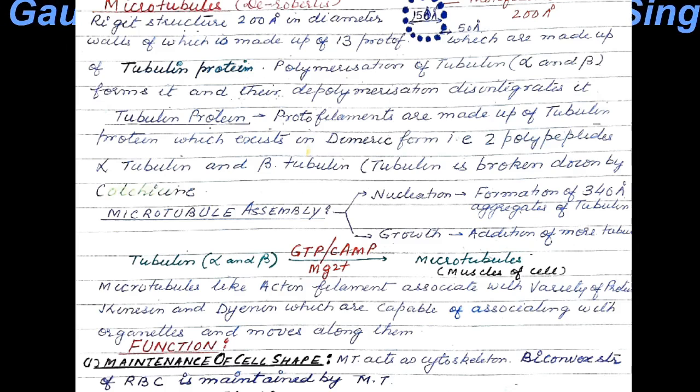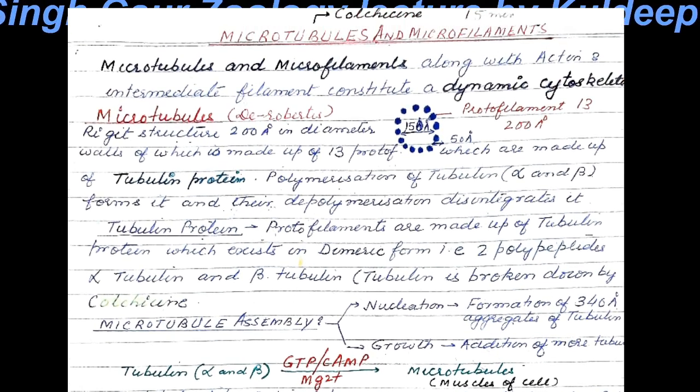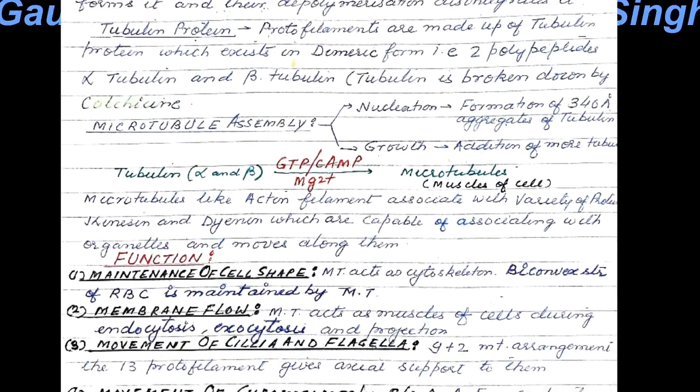The polymerization of alpha and beta tubulin is broken down by colchicine, a cytotoxic chemical, and whenever we subject the dividing cell to colchicine, it does not divide further because the spindle fibers and astral fibers are made up of microtubules.